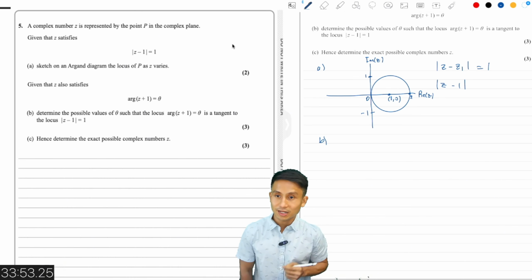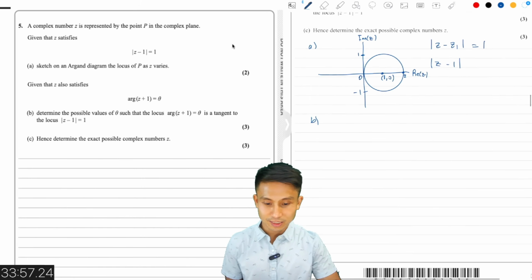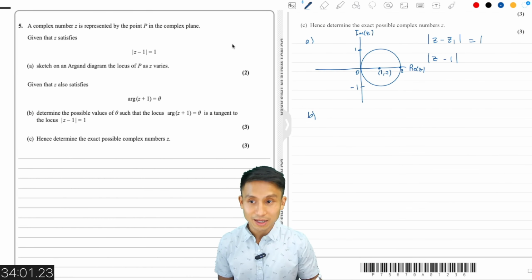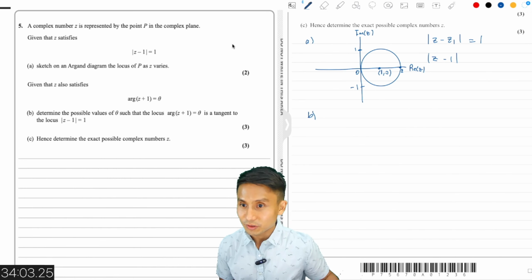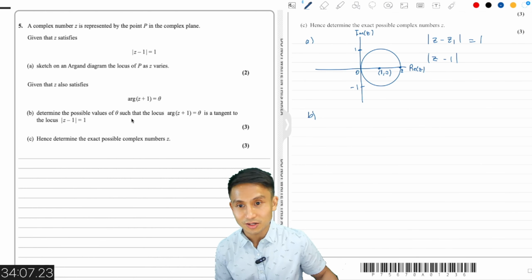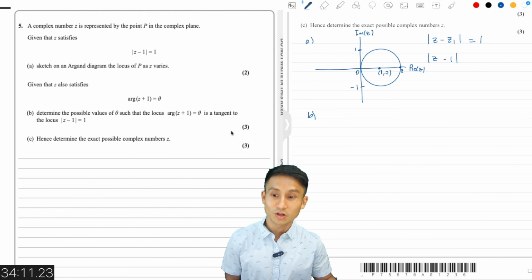Part B. Given that z also satisfies the argument of z plus 1 equals theta. Well, this will be a half line. So what do we do? Determine the possible values of theta such that the locus argument of z plus 1 equals theta is a tangent to the locus of that.